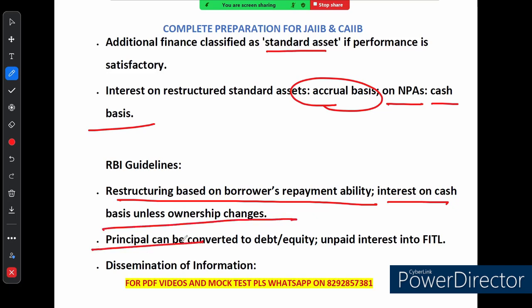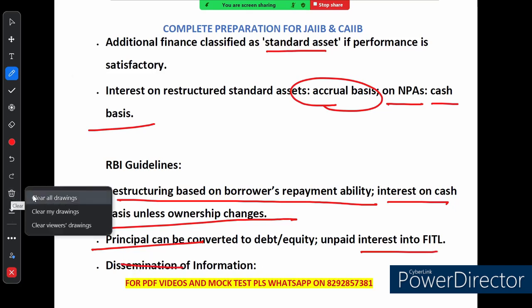The next point is that banks have the option to convert the principal amount of the loan into debt or equity, and any unpaid interest can be turned into FITL. That is called funded interest term loan. These rules help ensure that the bank may make fair decisions while supporting the borrower.